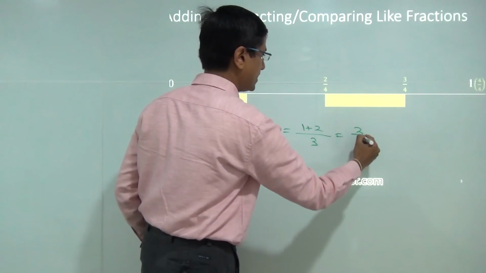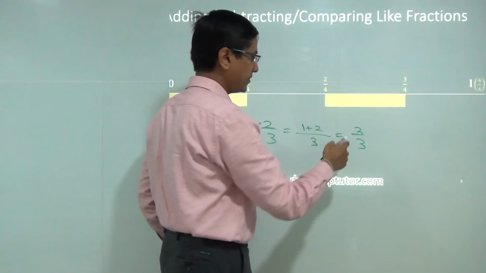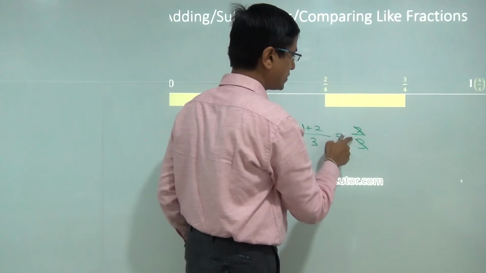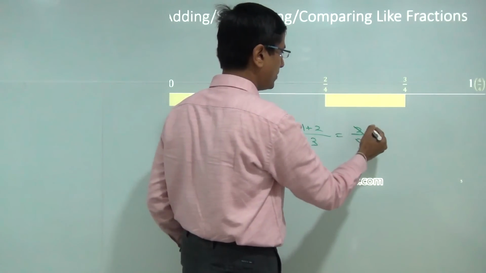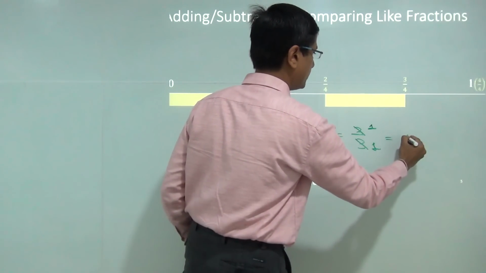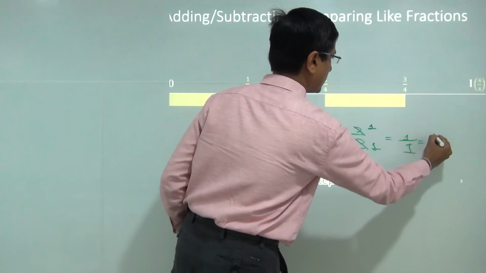This becomes 3 by 3, which we know from like fractions. I can both multiply and divide, as long as I am multiplying and dividing both numerator and denominator by the same number, and I can always do that without changing the fraction. So this becomes really 1 by 1, which is nothing but 1.